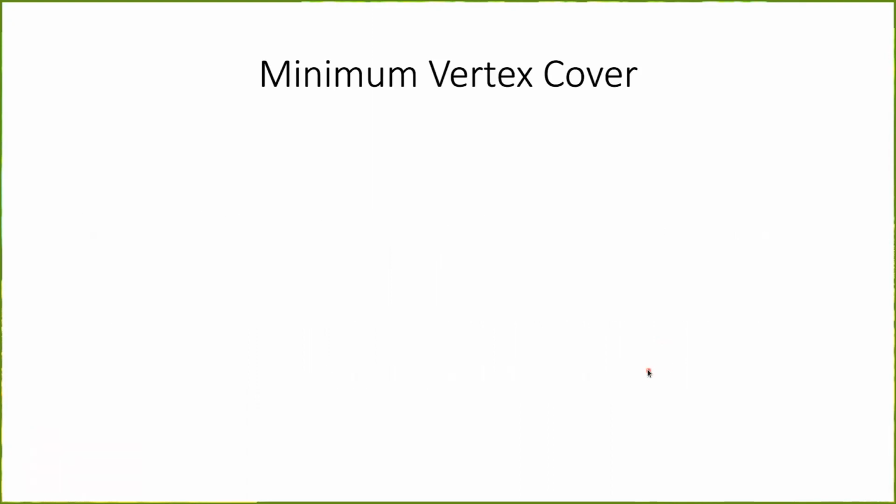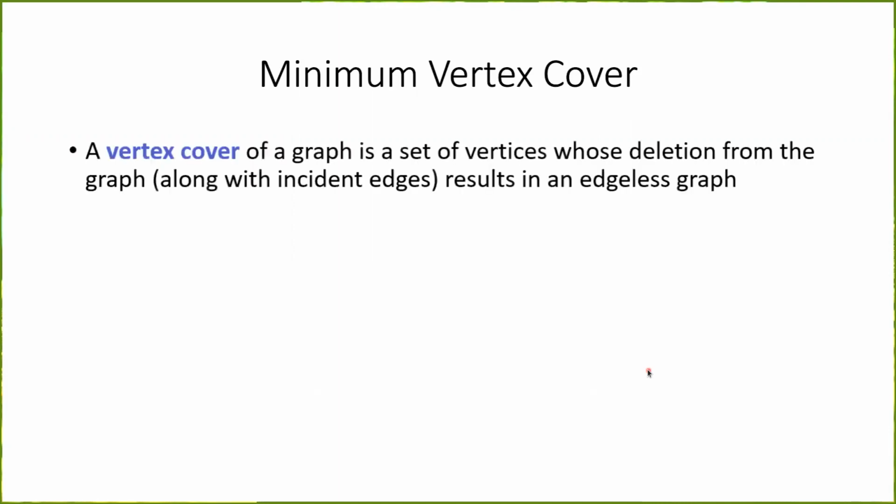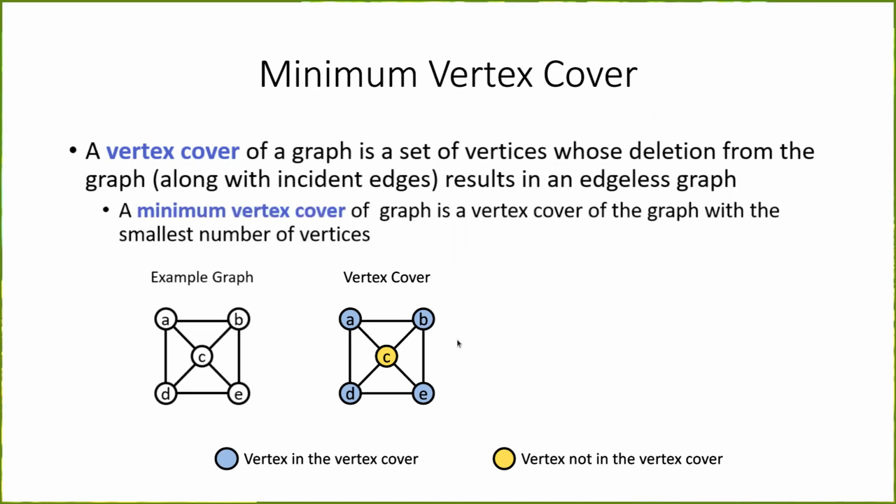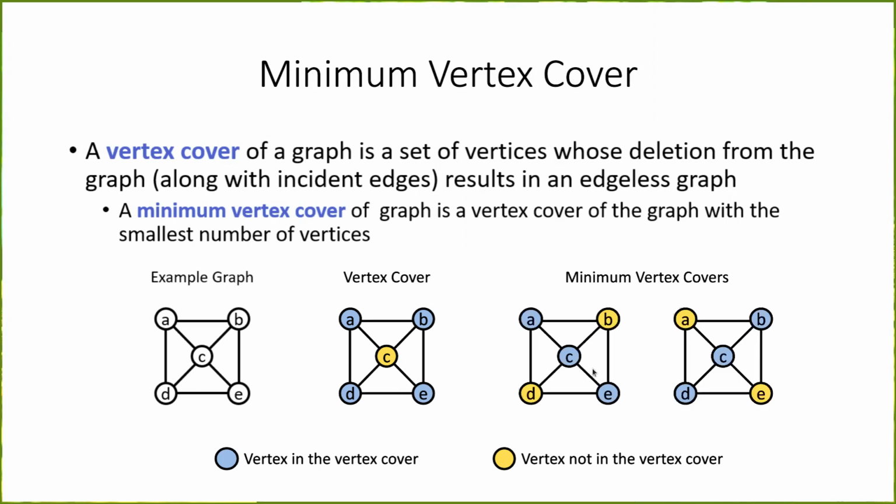I'd like to start by defining minimum vertex cover. A vertex cover of a graph is a set of vertices whose deletion from the graph results in an edgeless graph. For example, we have this graph. The vertices highlighted in blue are a vertex cover of this graph. If we remove them, the graph will have no edges. A minimum vertex cover of a graph is a vertex cover of the graph with the smallest number of vertices. For this graph, we have these two minimum vertex covers, which have size 3.